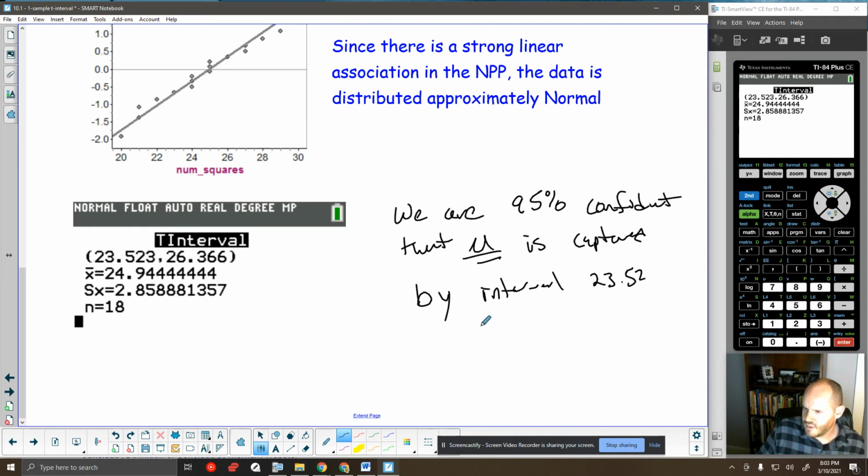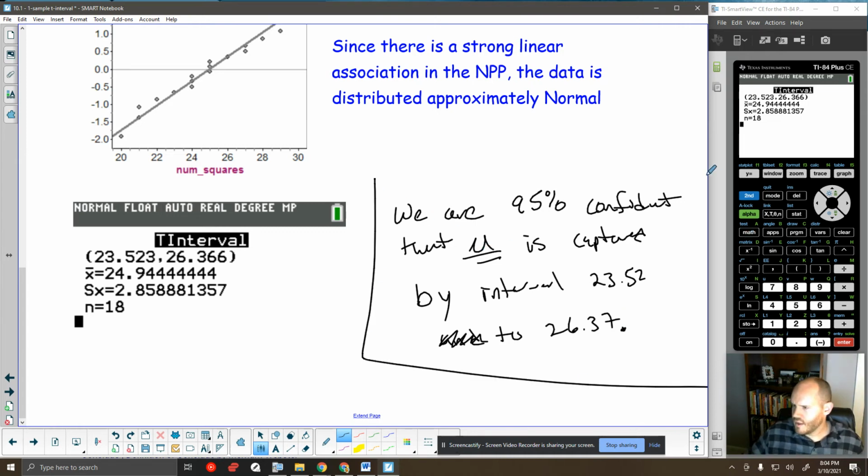23.52 to 26.37. So in general, the average number of pieces of toilet paper to absorb a quarter cup of water of this generic toilet paper should be somewhere between 23.5 and 26.4 pieces.